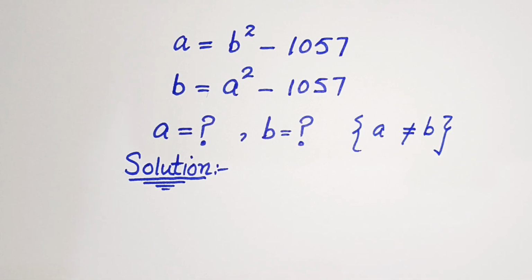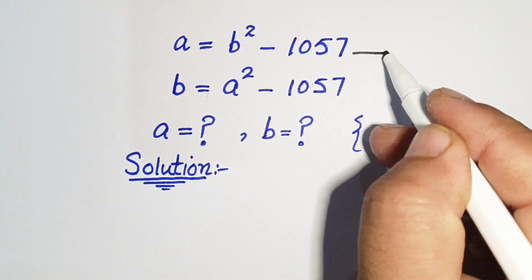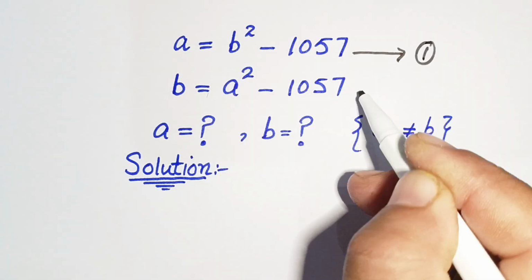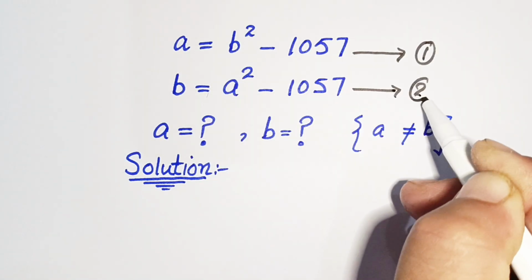Today we have a nice exponential problem, a Math Olympiad problem, which is: a is equal to b squared minus 1057 and b is equal to a squared minus 1057. We have to find the value of a and b. But remember that here a is not equal to b. So first of all, let's say it is our equation 1 and it is our equation number 2.